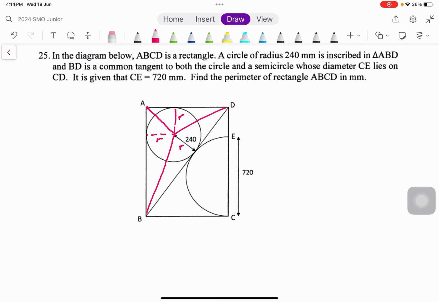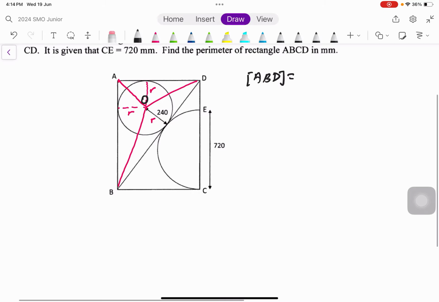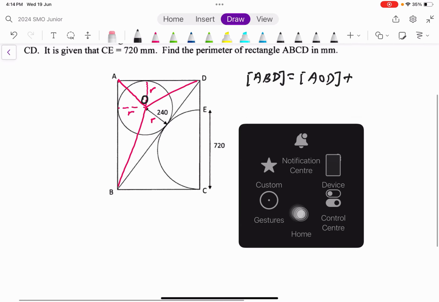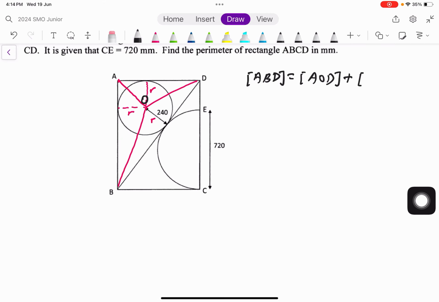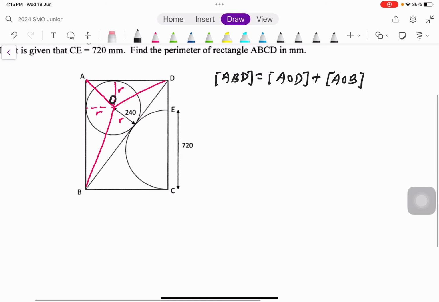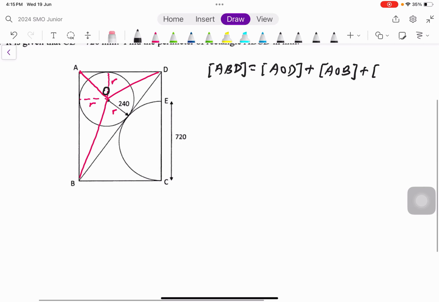And then can you see that this part here will be r, and this part here is also r, right? Therefore, can you see that the area of triangle ABD is the sum of these three areas? Or can I call this point O? It is actually the sum of these three areas, which is AOD plus AOB, and then plus OBD. And all these triangles you can calculate quite easily.